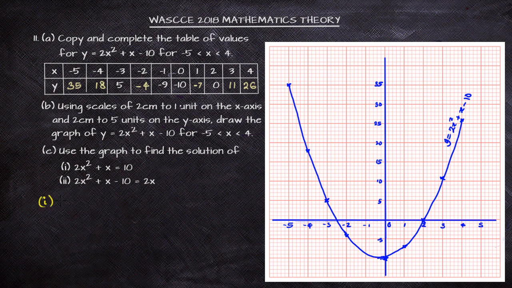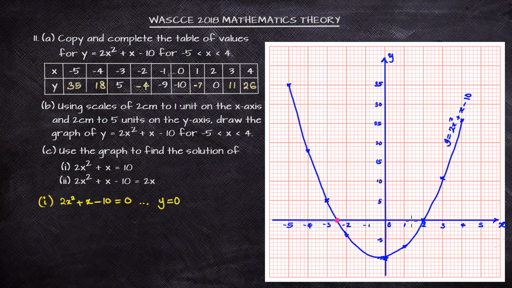But now we have to use the graph to find the solution of 2x squared plus x equals 10. If we take 10 to the left hand side, it becomes 2x squared plus x minus 10 equals 0. That means the point at which the graph is equal to 0, meaning that y is equal to 0. That's the point at which you solve for this. And normally the language is that where the graph cuts the x-axis, y is actually 0. So if you are to trace that here, let me use another ink.